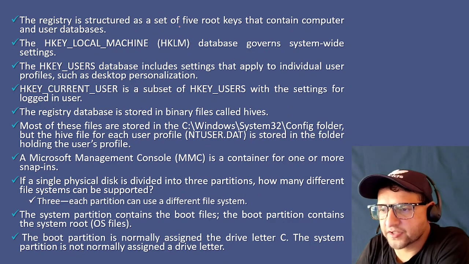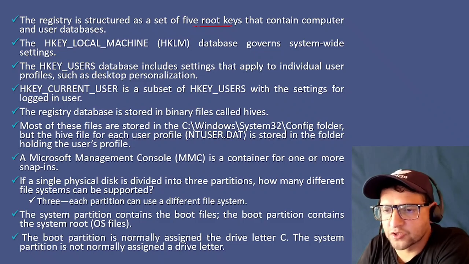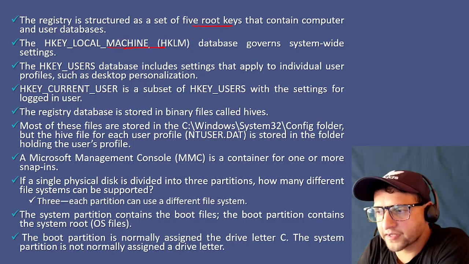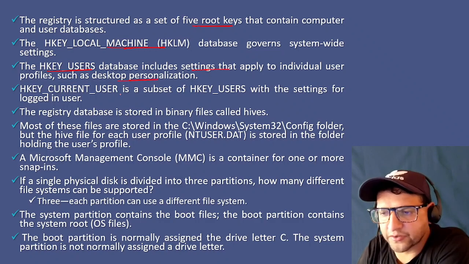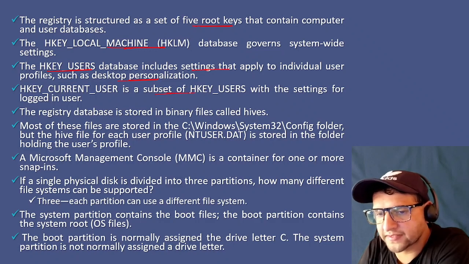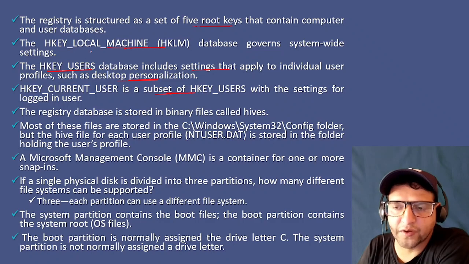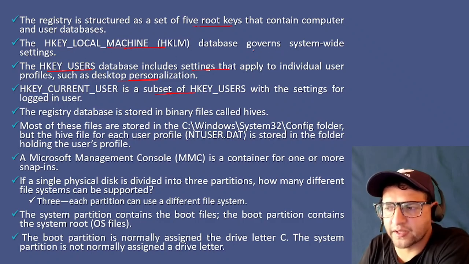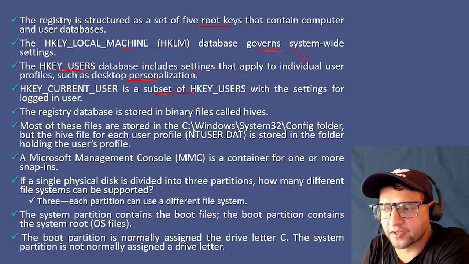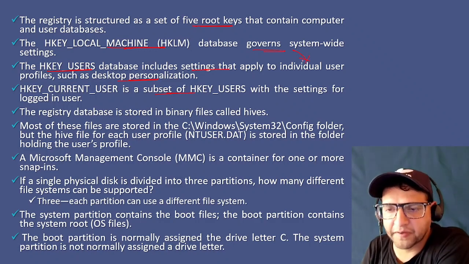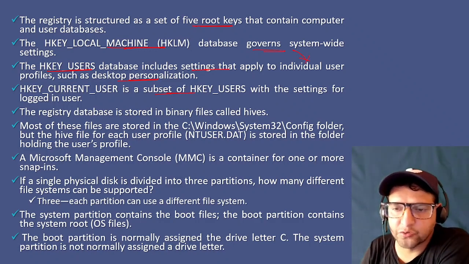The registry is structured as a set of 5 root keys that contain the computer and user database. So there's HKLM that governs system-wide settings. Then HKEY_USERS includes settings that apply to individual user profiles, such as desktop personalization. Then there's HKEY_CURRENT_USER, a subset of HKEY_USERS with the settings for the logged in user. So we need to remember what they hold, because they might ask you a question where you need to check the settings or profile of an individual user, so which hive you need to go to.